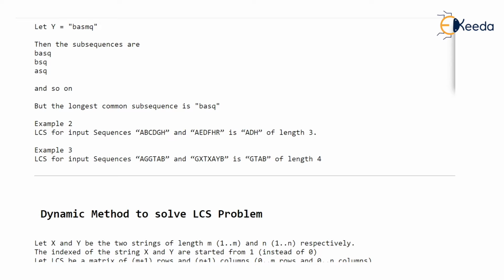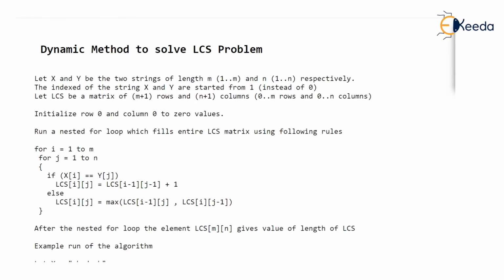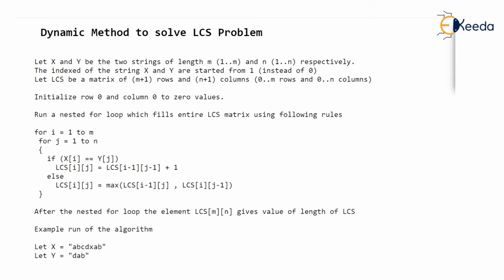Here I have given that the longest common subsequence, LCS, for the two strings is ADH of length 3, and the longest common subsequence for the two strings here is GTAB of length 4. Just confirm it. Let's see what is the dynamic method to solve the LCS problem. Although the problem is very difficult, trust me, it's going to be very easy using the dynamic approach.